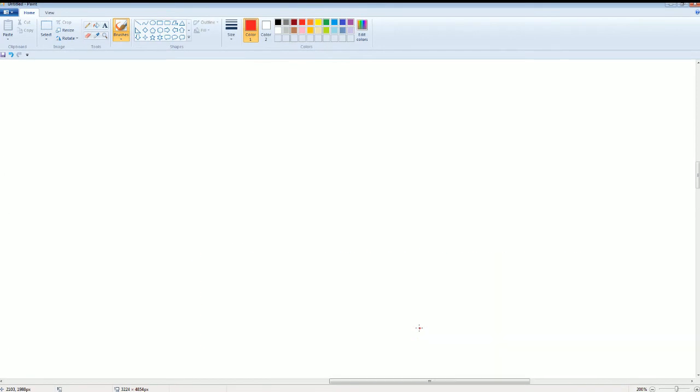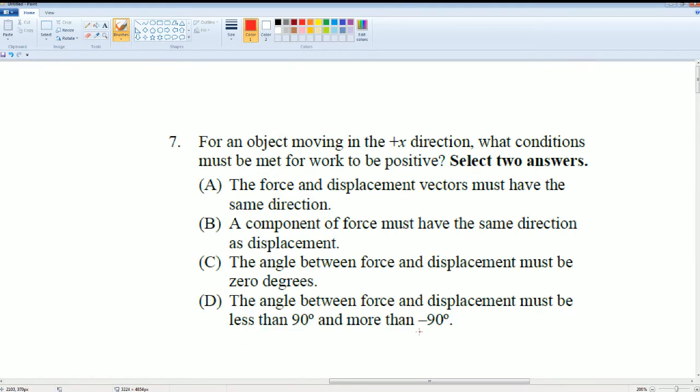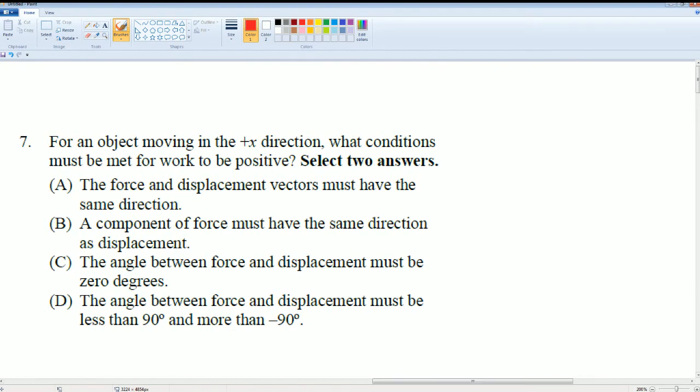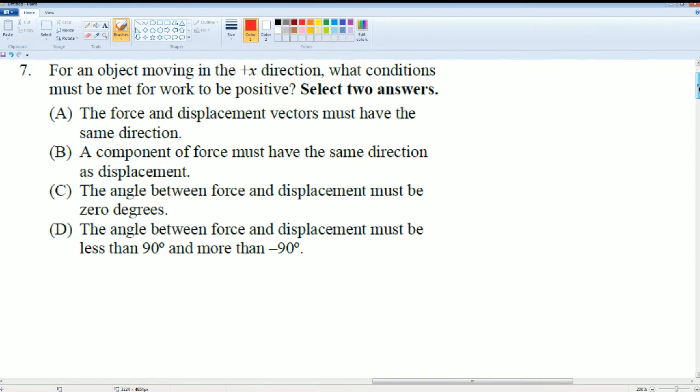Let's go to 7. 7's up here. Okay. So for an object to be moving in the x direction, what condition must be met for work to be positive? A couple of things we need to understand. Work is equal to, there are different ways of writing it, force times delta x, and there's a weird parallel here.